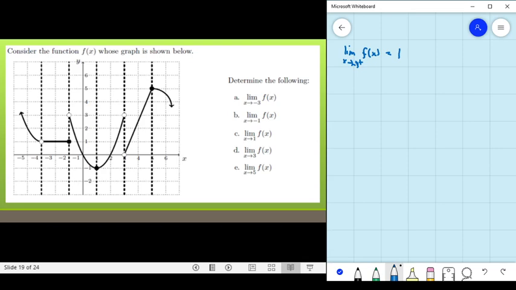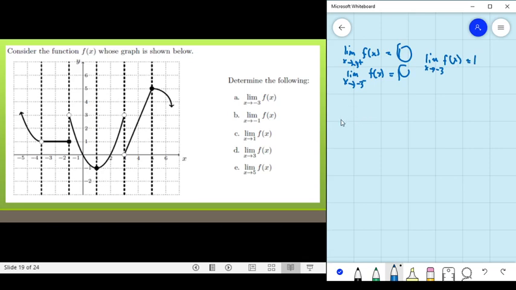From the left, it also arrives at 1. The limit of f of x as x approaches negative 3 from the left is also equal to 1. So, since they are the same, therefore our answer is 1. Right? The limit of f of x as x approaches negative 3 is equal to 1. Okay?